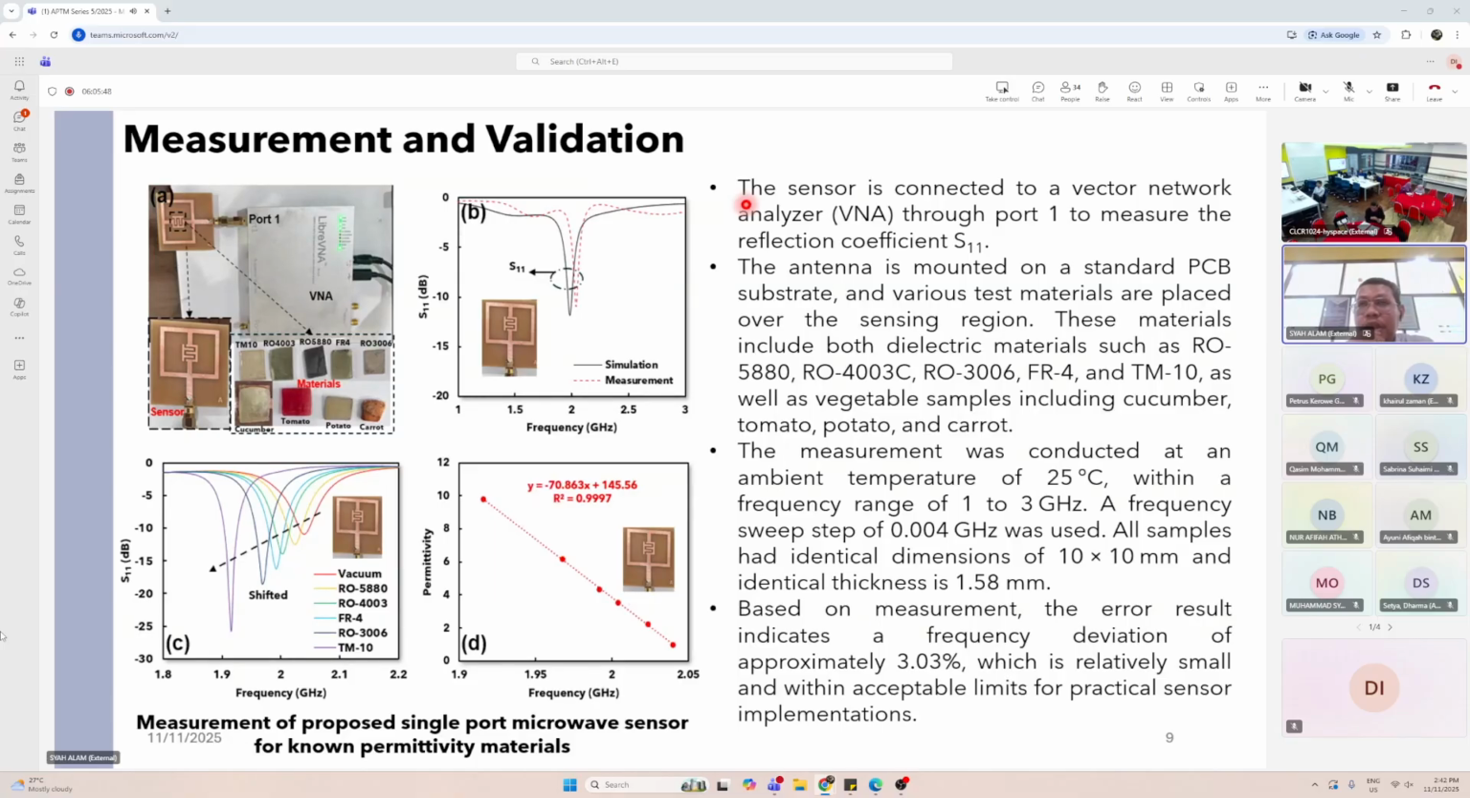Because if we design the microwave sensor, the most important thing is the location of the sensing area. We must determine the sensing location for when we put the sample. That is the most important. It's not like an antenna or when we design a filter.